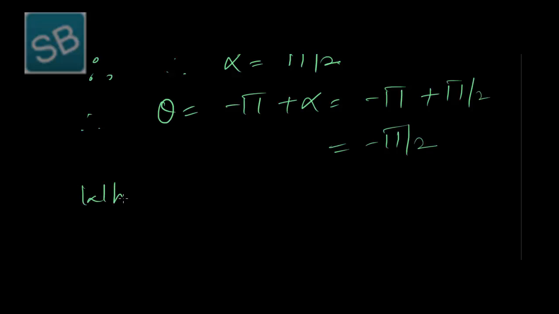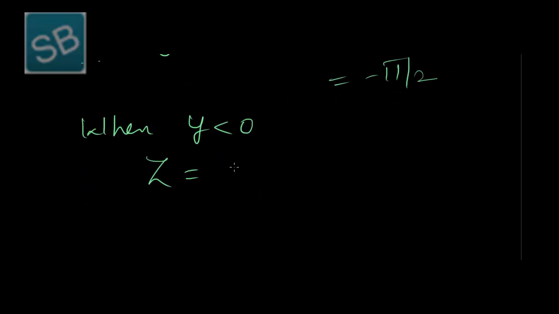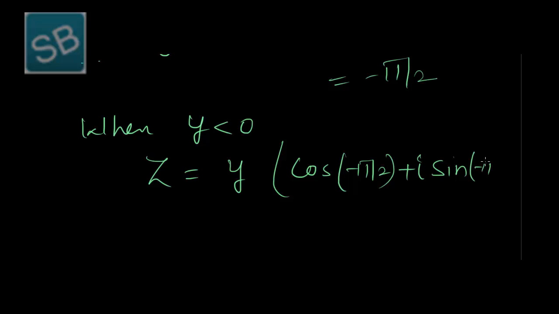So when y is less than 0, polar form of z is y cos of minus pi by 2 plus iota sine of minus pi by 2. So when y is greater than 0, the polar form is y cos of pi by 2 plus iota sine pi by 2. But when y is less than 0, its value is y into cos of minus pi by 2 plus iota sine minus pi by 2. So this was all about the polar form of a purely imaginary complex number.